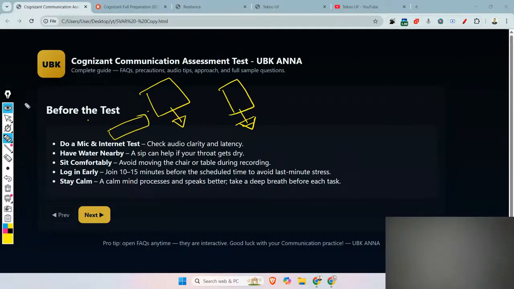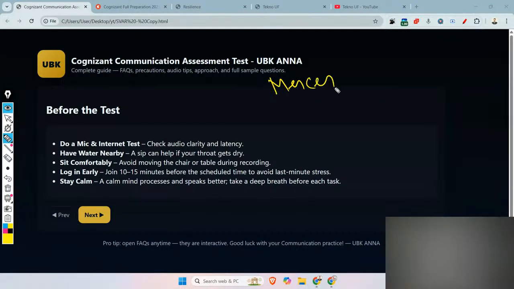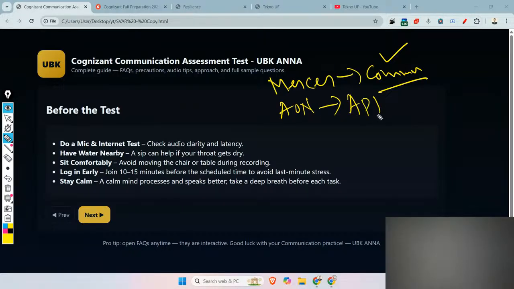Now let me discuss a few more important upcoming things. At first you have to know who is conducting the exam. Mercer Mettl is conducting the communication round. I hope you understood what the communication round is. AON is conducting the aptitude round. Then Mercer Mettl is again conducting the technical round.